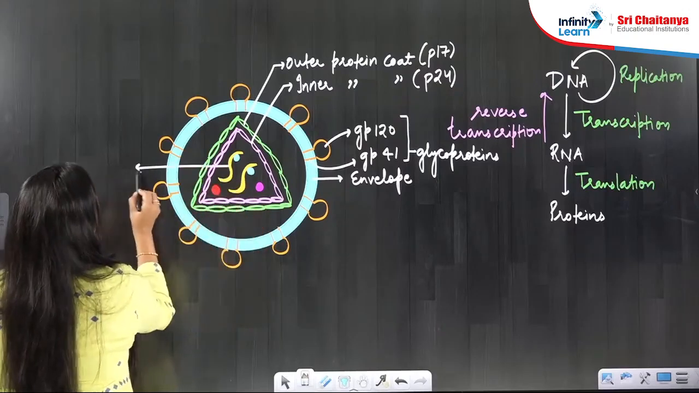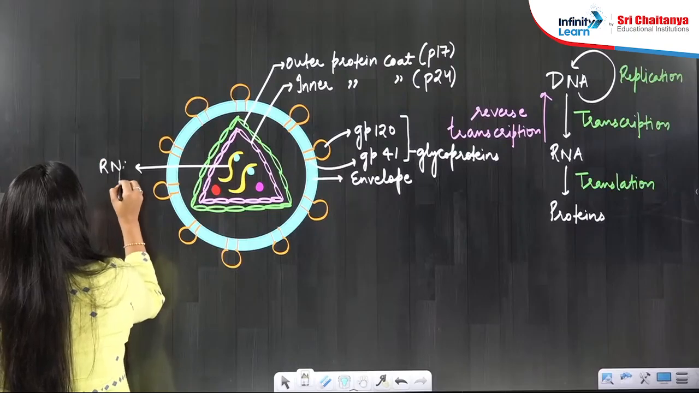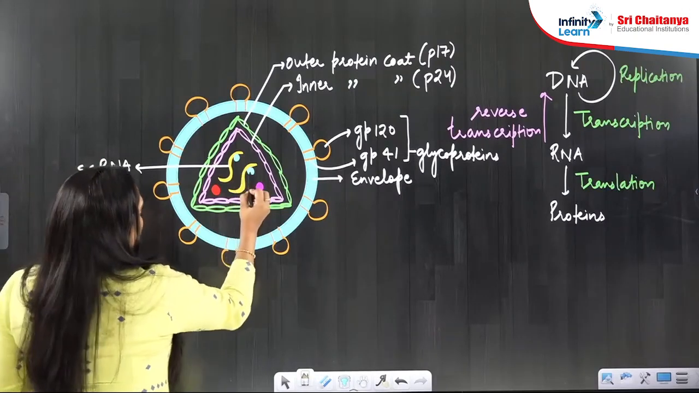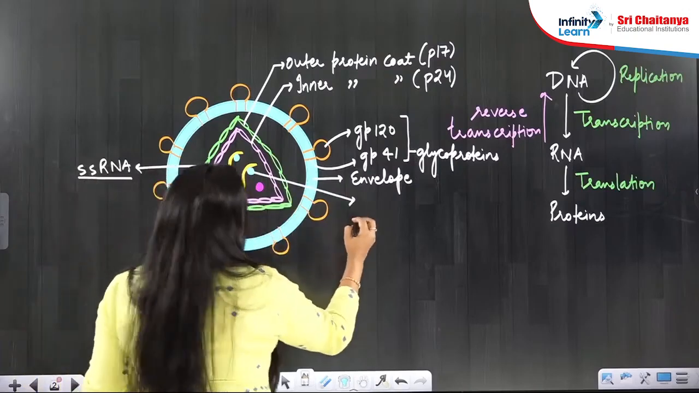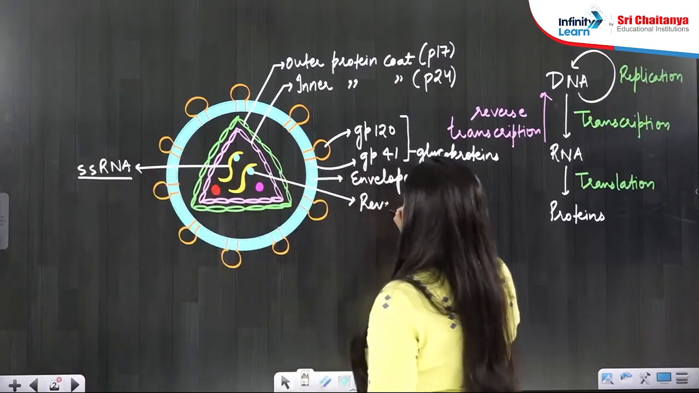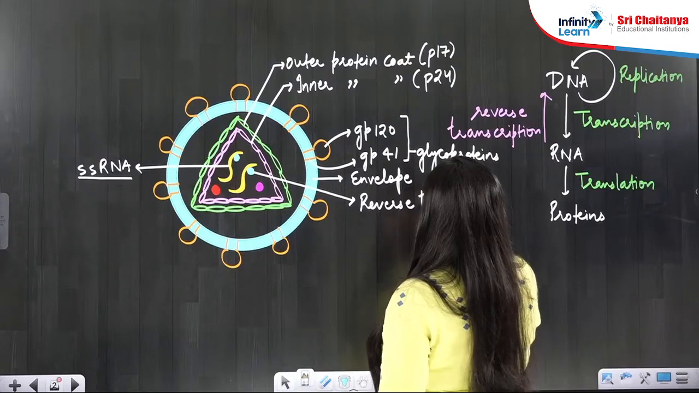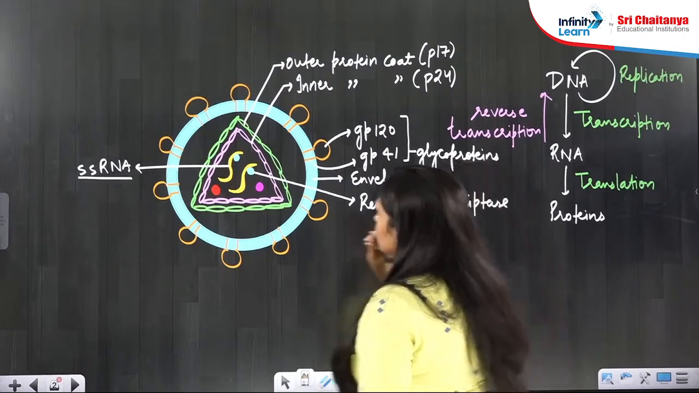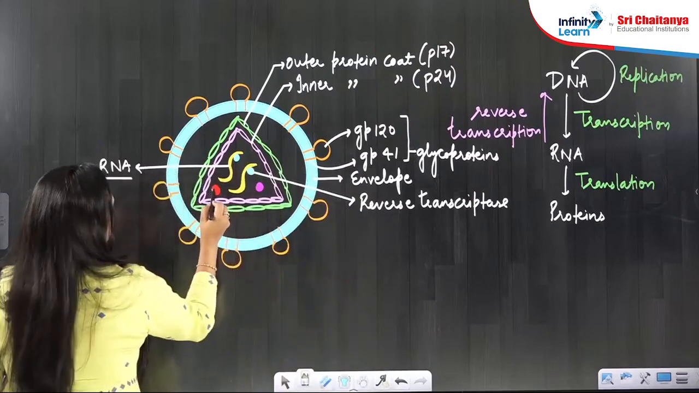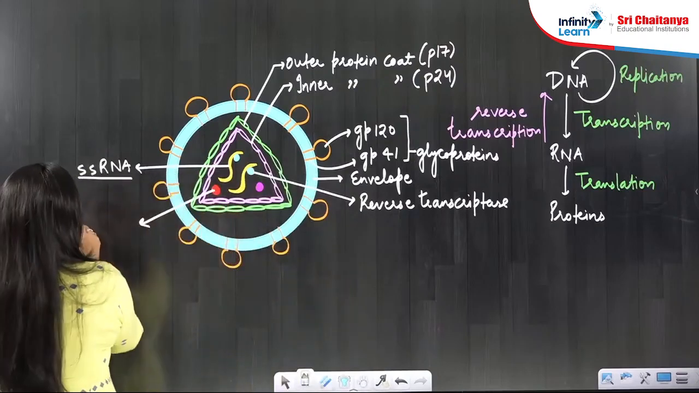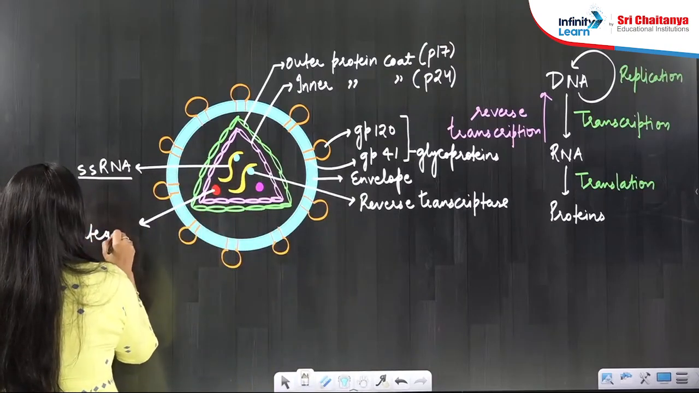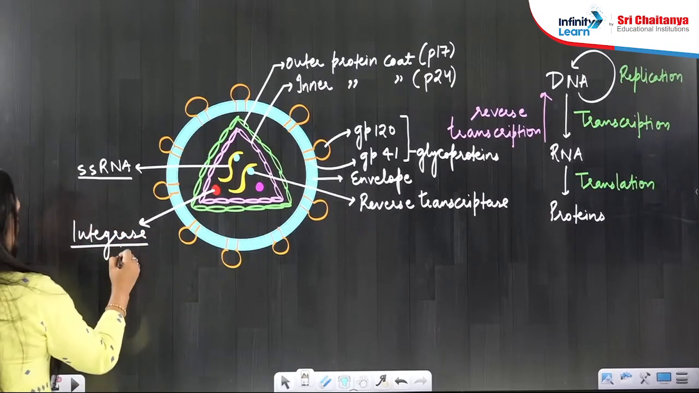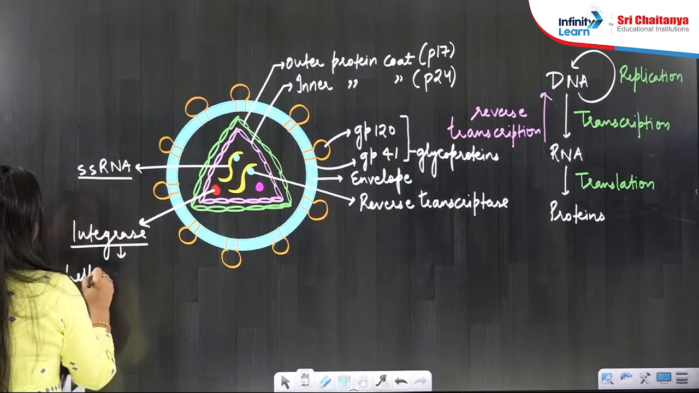This is the RNA. This is the single stranded RNA. Then you can see the reverse transcriptase enzyme. This is reverse transcriptase. And then you can see two more enzymes. This one we can label integrase. Very important, integrase.